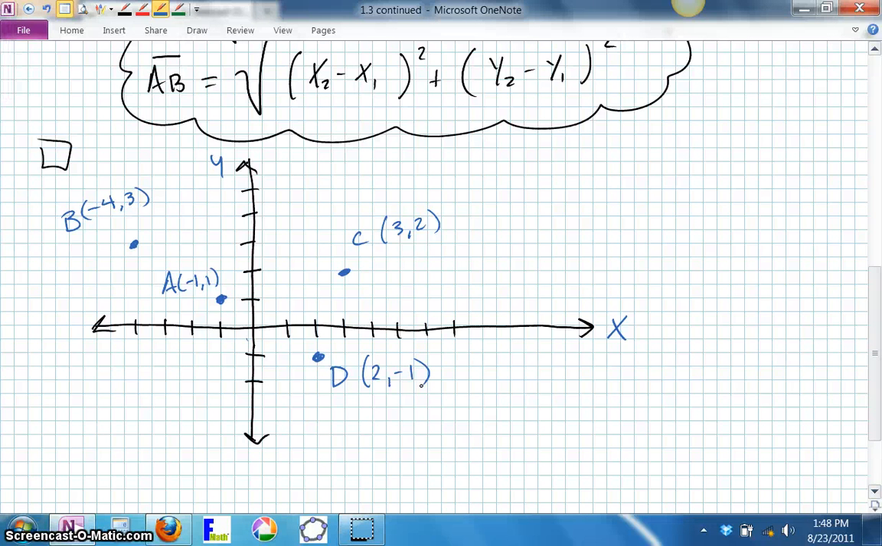All right, is everybody with me so far? Yeah? Okay. So what I'd like you to do now is draw line segments to each of those. So from A to B, from A to C, from A to D. Draw line segments there.